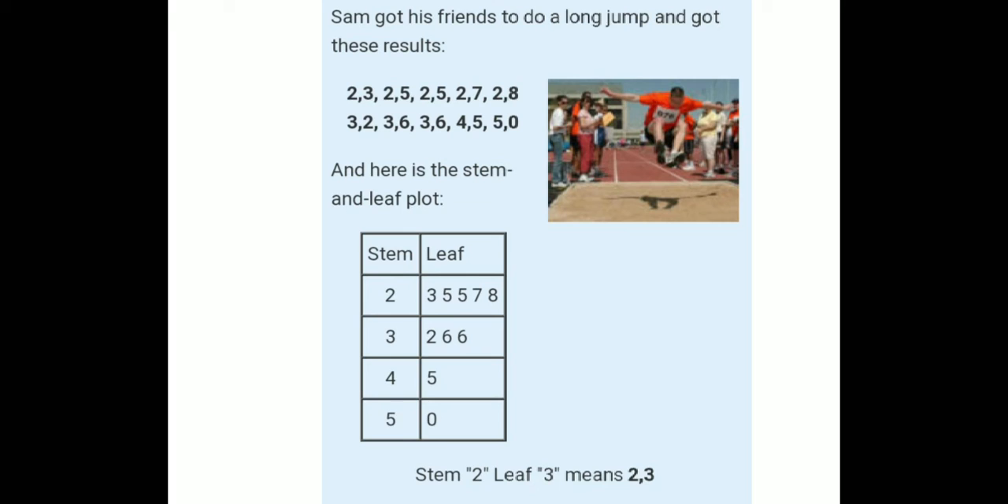You can put these two as a stem because it is the first digit. And the second digit, there is 3, 5, 5, 7, and 8 as the leaf. So you can say like stem 2, leaf 3 means 2.3 and so on.